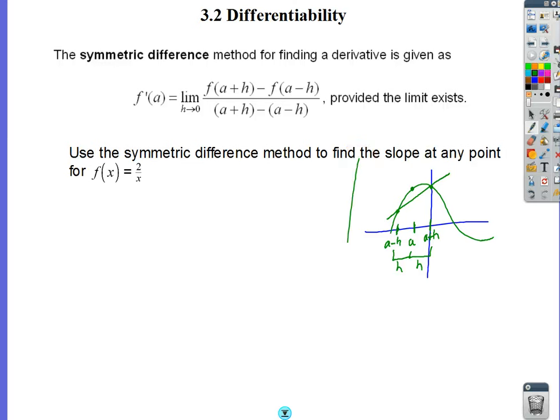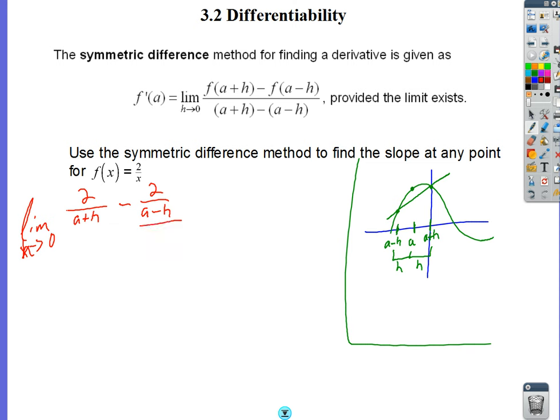So now we're going to actually do the problem. On this first one here we go. I'm just going to start plugging in since we already know what all this should mean. It's a limit as h goes to 0, not x, h goes to 0, and f of a plus h, so it's going to be 2 over a plus h, minus 2 over a minus h, all over a plus h minus a minus h.